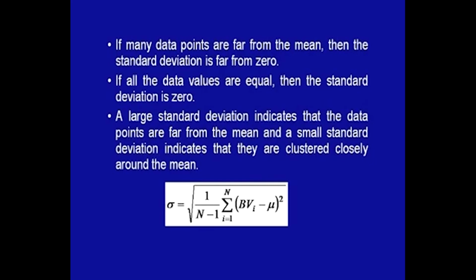A large standard deviation indicates that the data points are far from the mean, and a small standard deviation indicates that they are clustered closely around the mean. Standard deviation can be expressed by the following relationship, that is, by taking the square root of 1 by n minus 1 times the summation of the square of the difference between the input value and the mean.